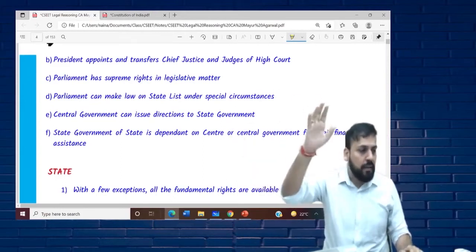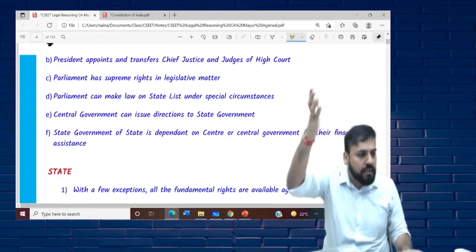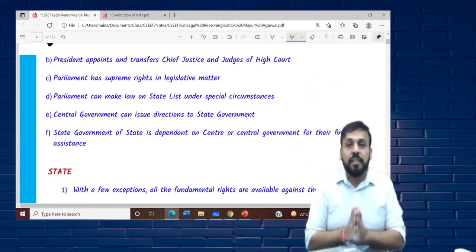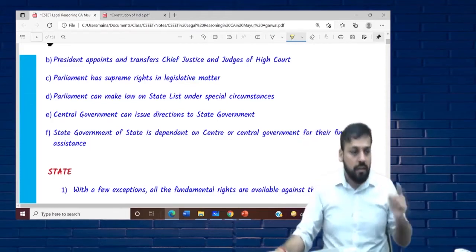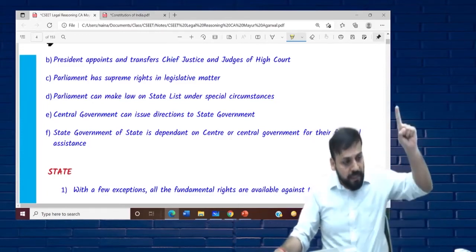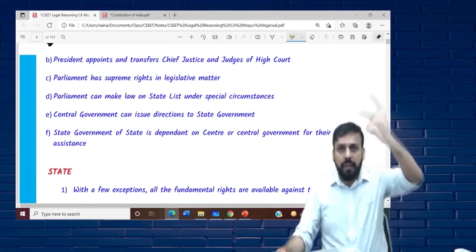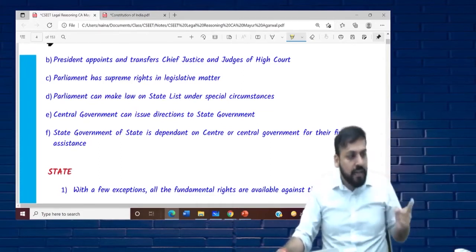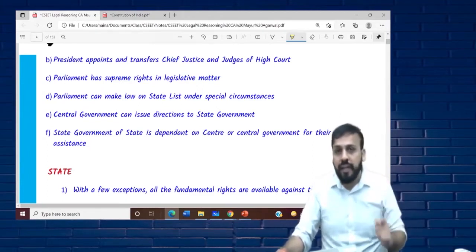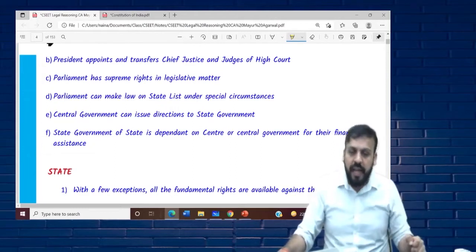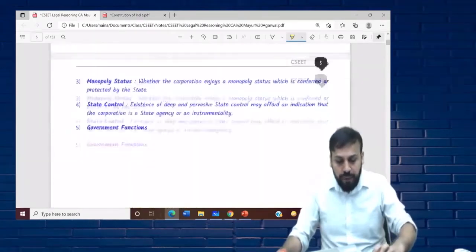Then what is happening here? Law making is majorly done by the central government. In certain special circumstances, Parliament can make law in state matters. Then can the central government give direction to the state? Yes, and the state government is dependent upon the central government for funding. In this way, the whole is unitary as well as federal. So in certain cases we are federal, and in certain cases we are following the unitary system.